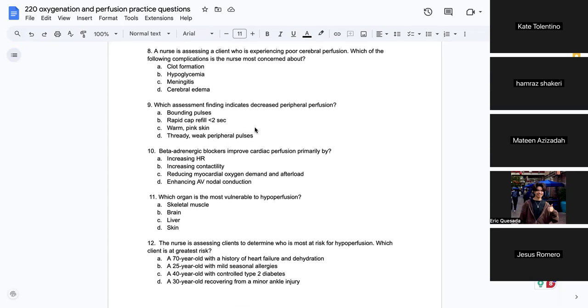Okay, number 8, a nurse is assessing a client who is experiencing poor cerebral perfusion. Which of the following complications is the nurse most concerned about? A, clot formation, B, hypoglycemia, C, meningitis, or D, cerebral edema?